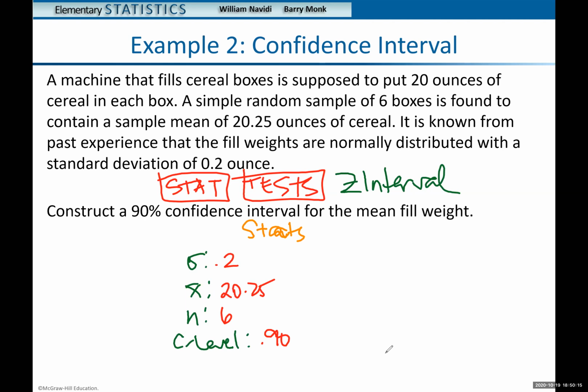What do you see? What's the answer? You will see in parentheses, those are the answers. You will see 20.116, comma, 22.384. Do you see this?